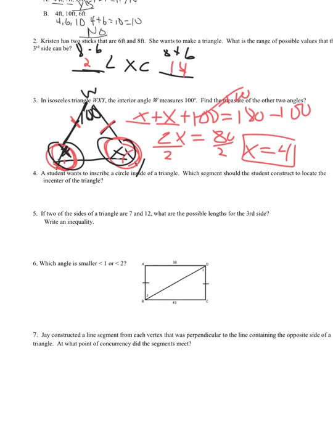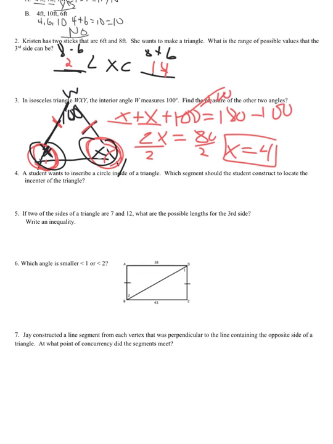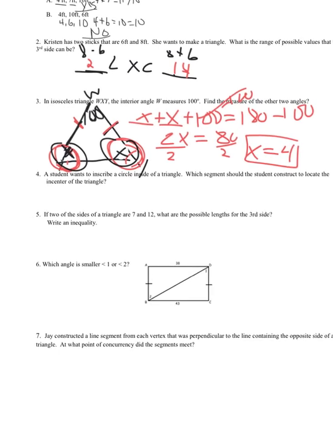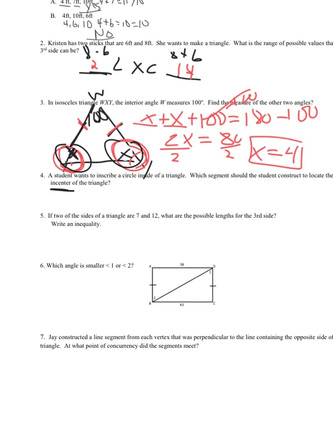4, a student wants to inscribe a circle inside of a triangle. What segment should the student construct to locate the in-center? I'm going to also add with this the set of the matching. You need to know the segments and what goes with them. Okay, in-center is where 3 angle bisectors meet. Okay, and it is the center for a circle that will go inside a triangle. It'll be like this, and it'll touch all 3 sides. I drew that kind of quick. Angle bisector on that one.